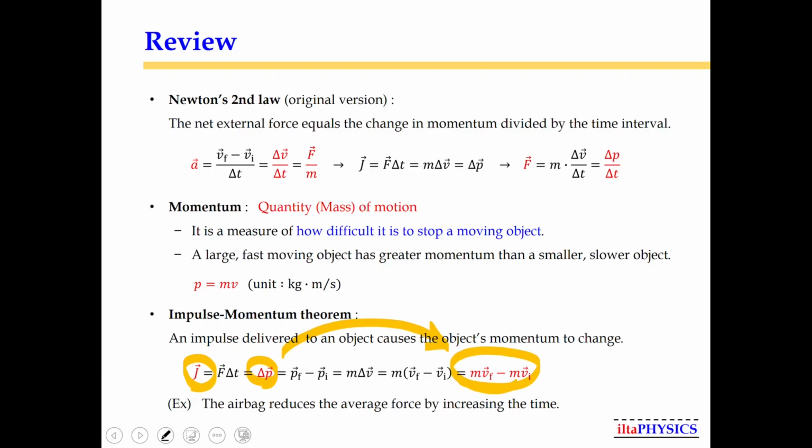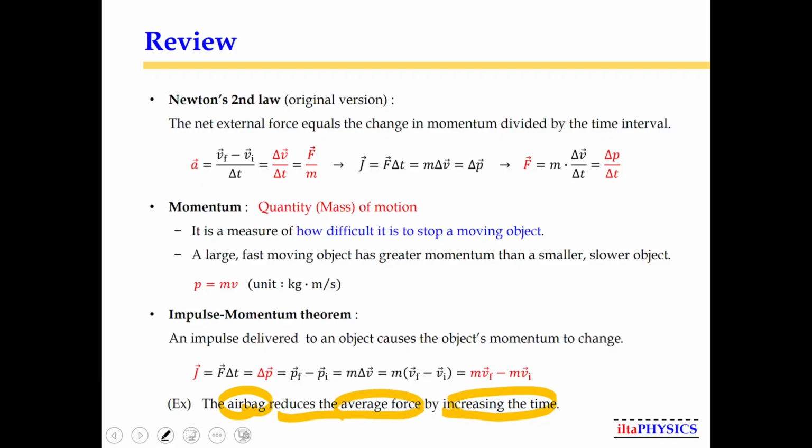A real-world application of this theorem that we use every day is the airbag system in cars. When a crash occurs, the airbag increases the collision time, which reduces the impulsive force felt by the person, even though the total impulse remains the same. Alright, today we're going to analyze the motion between objects specifically from this momentum perspective.